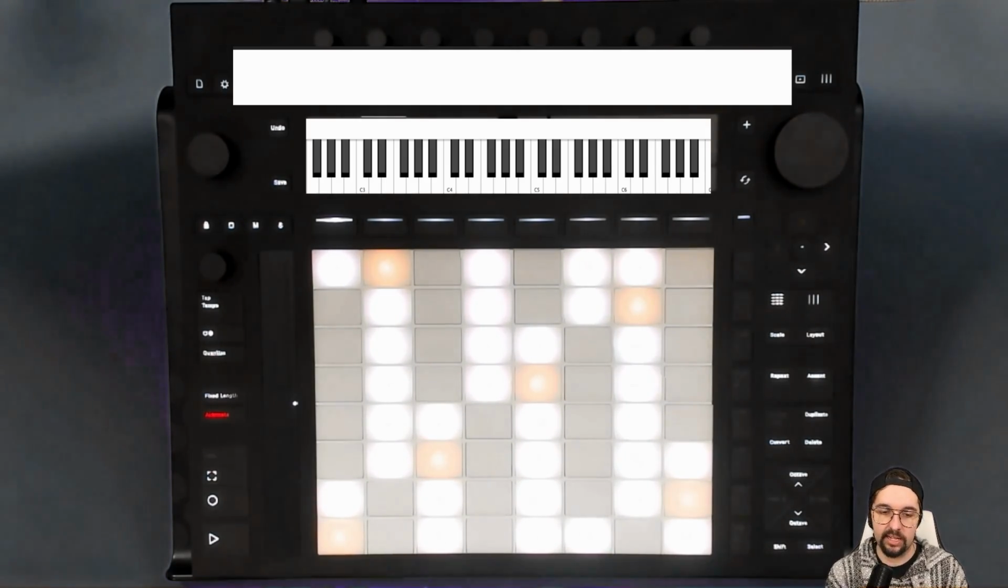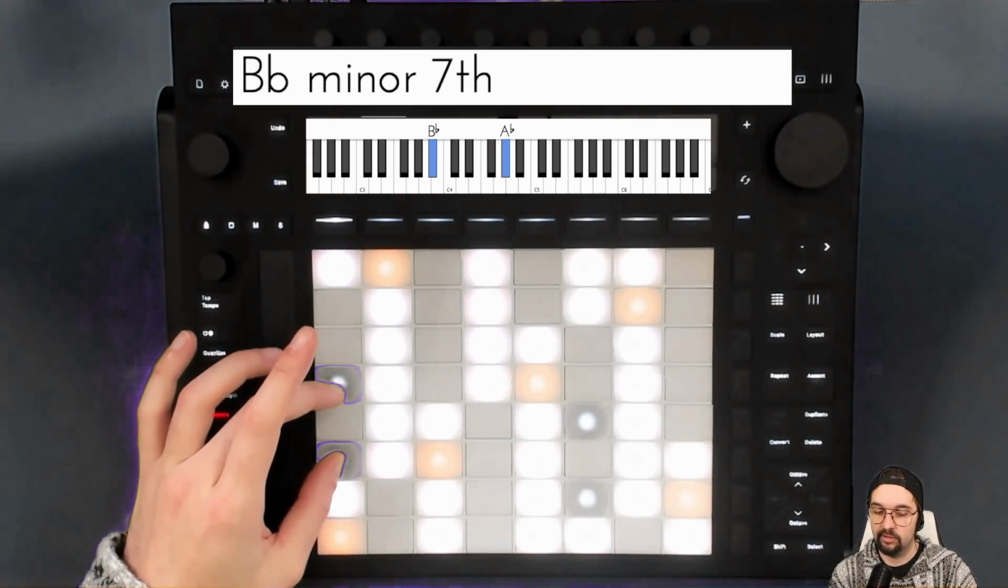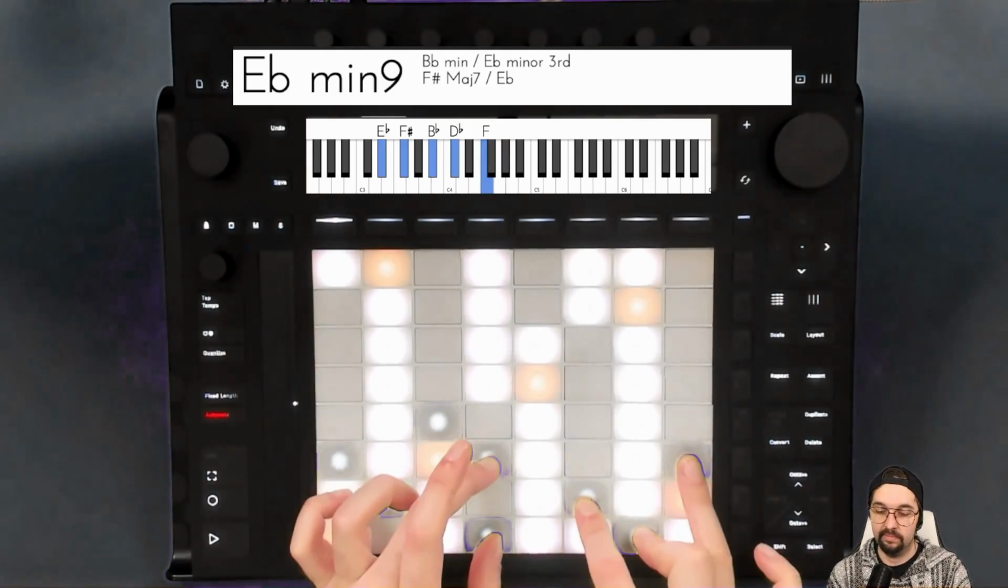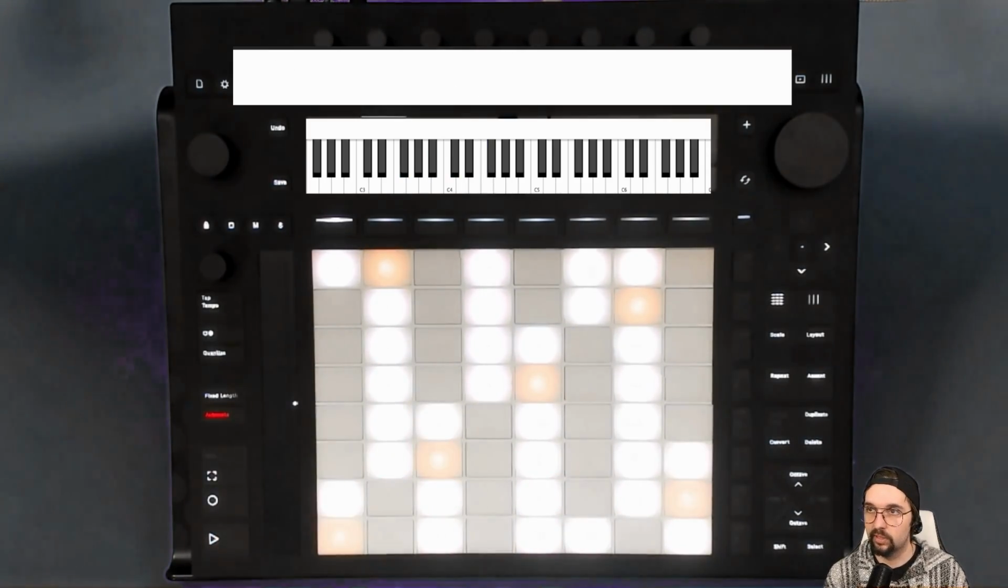If you keep this set to C major, you can target B flat minor because I know where that is. You could go E flat minor 9. Maybe you want to go F sharp major. You can really target these notes intuitively because you know where they are. And the better you can get this committed to your muscle memory, the easier it will be for you to recall a chord or play a scale instantly.